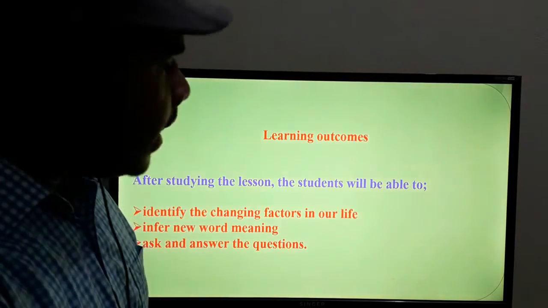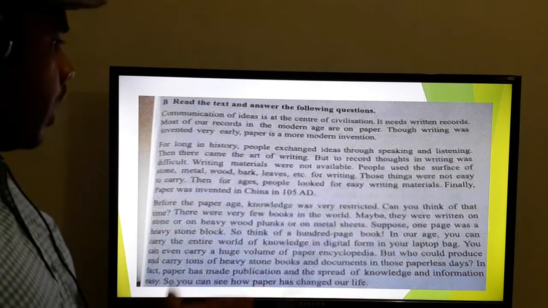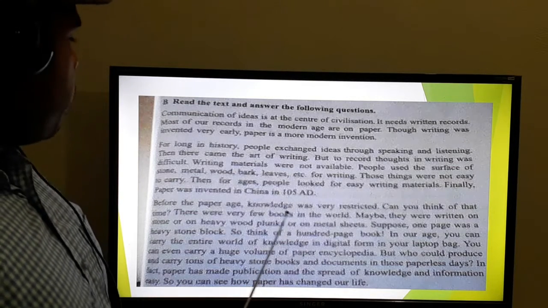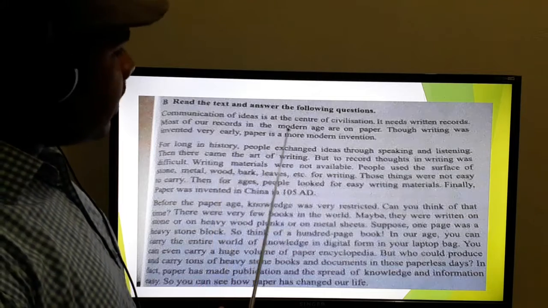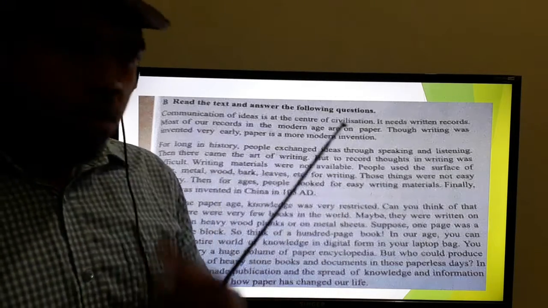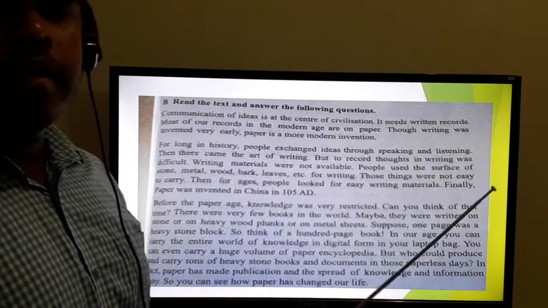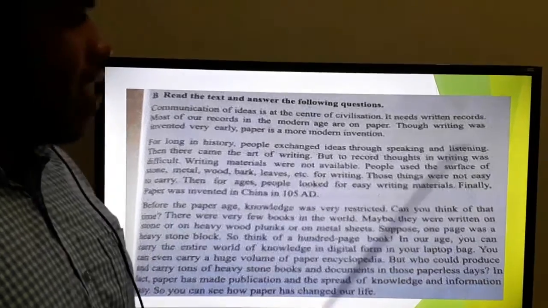So let's see what has been written in the text. That is the main text from your book. You can read it from your book also. Communication of ideas is at the center of civilizations. So dear students, can you remember what is the main thing that has been happening every day?